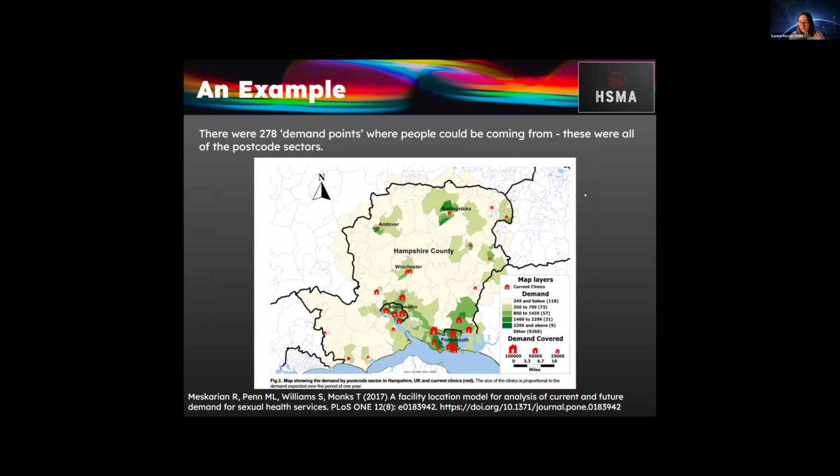So as well, we have demand points. So not just where could our services be placed, we also need to think about where could people be coming from and how can we partition that up in a way that makes sense to a computer, in a way that is useful for us when we're trying to code these problems.